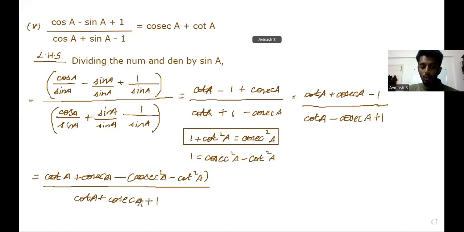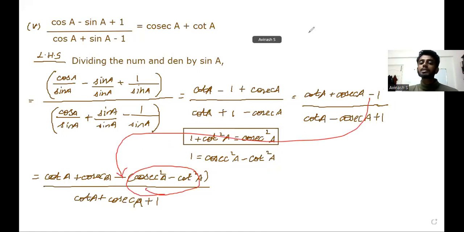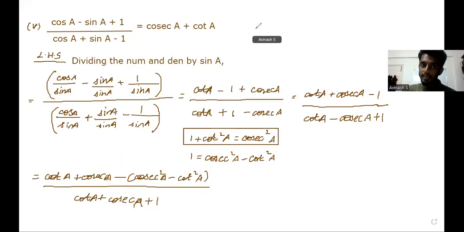The numerator alone, if you look at it carefully, in the place of this 1, I am substituting this expression, cosec square A minus cot square A. The minus remains here. This minus is here. And in the place of 1, we are substituting cosec square A minus cot square A from the identity.